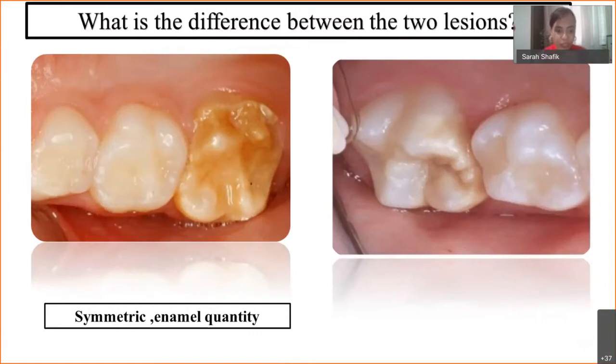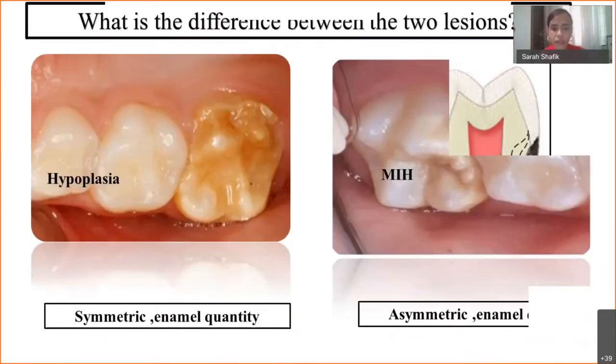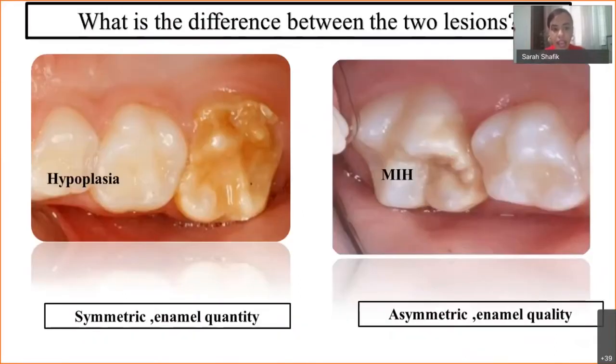The hypocalcification is actually a little bit different. As you can see in the photo, in the hypoplasia there is an actual enamel defect. The defect here was in the enamel matrix formation, so we do have an actual defect within the enamel. As for the MIH, it's only a hypocalcification. It's only the loss of the mineral content rather than the matrix of the enamel. So the matrix of the enamel here is normal, but the mineral content is not normal or is less than normal.